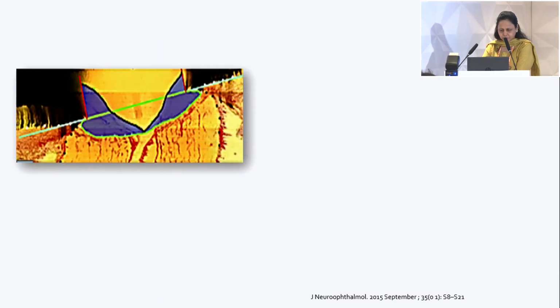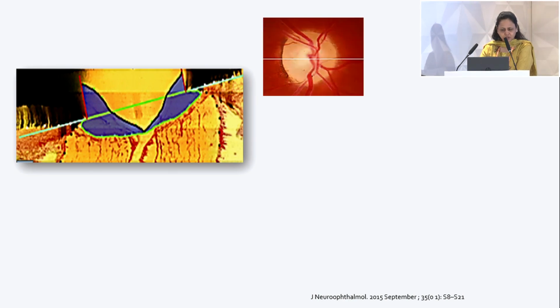Let us see how. So this is a three-dimension reconstructed image of the ONH, where the green line you see is a zero reference plane. Beneath it is the lamina cribrosa. So from here there is connective tissue, and from here there is the Bruch's membrane opening. This is the shallow form of the cupping, and this is the deep form of the cupping.